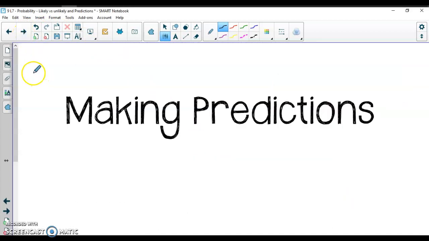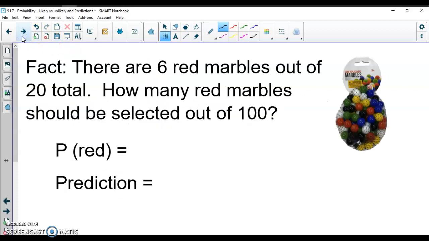Making predictions is your next topic for your notes. This is super simple, but a pretty easy thing to understand. So when we talk about making predictions here, we can actually use probability to predict what might happen if we kind of expand the sample size of what we're talking about. So for example, in this bag, we have 6 red marbles out of 20 total. So how many red marbles should be selected out of 100?